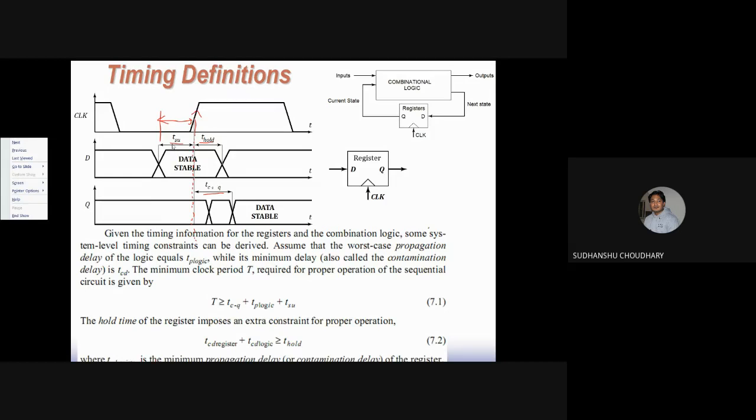condition. So that has to be, it is mandatory to hold this condition. That is, setup time condition should not be violated. That is, data should be constant before the positive edge of the clock comes in.